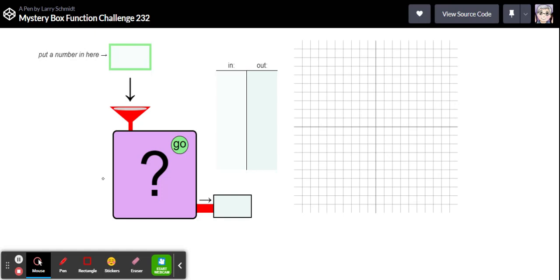Hello everybody and welcome to another mystery box function challenge. In the purple mystery box there is some math and your challenge is to figure out what it is. You can use the link in the description to try this out, and when you think you've got an idea, come on back and see if we get the same thing.